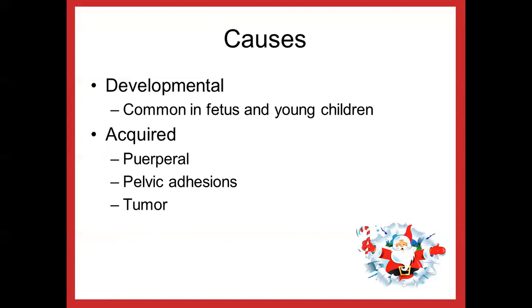Or acquired, as a result of puerperal infections, or because of pelvic wall adhesion, or because of any tumor. See, when a tumor is developing inside the pelvic cavity, there is a chance of the uterus to be displaced from the normal position. Okay, so these all are the causes of the retroversion of the uterus.